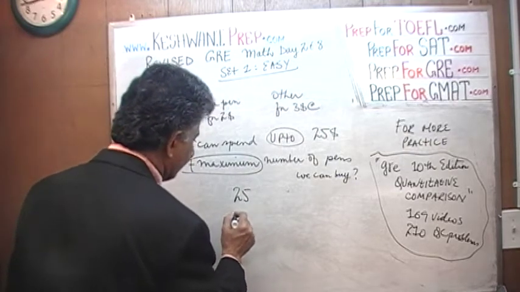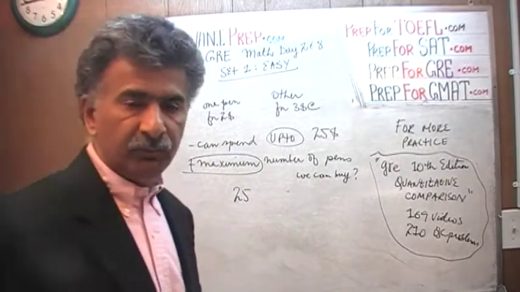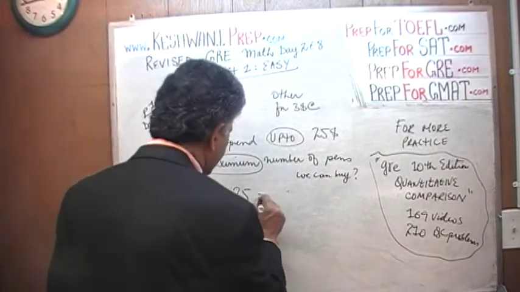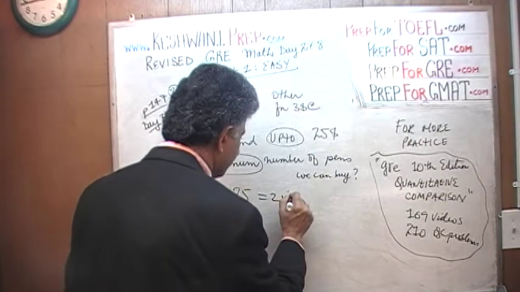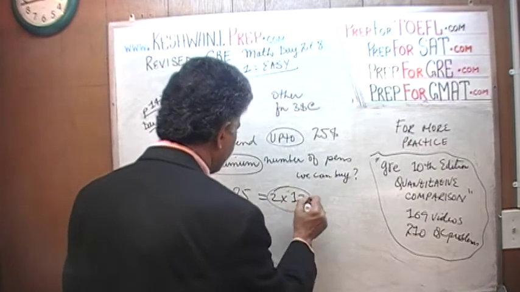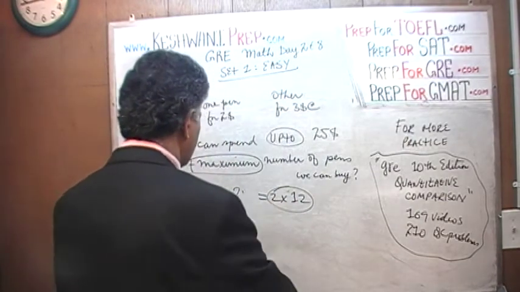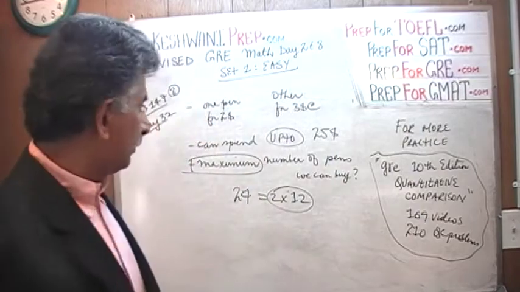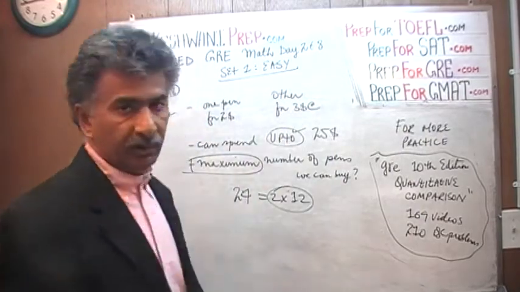$25. You have two choices. You can buy 12 pens of $2 each, and that will give you $24. And you have $1 left over because we are told up to $25.